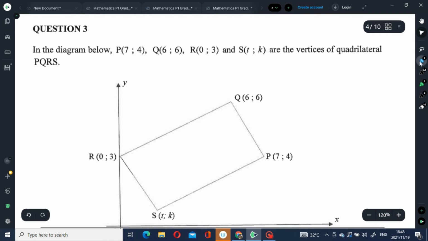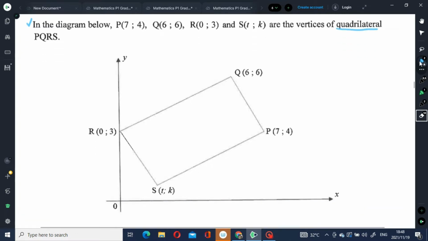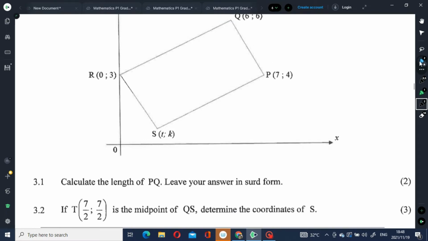Right guys, we're going to do a bit of analytical geometry. So consider the following problem. It says in the diagram below, PQRS are the vertices of a quadrilateral PQRS. So S's coordinates are not provided. So let's have a look at the first question, 3.1.